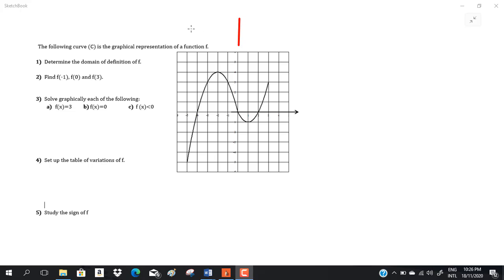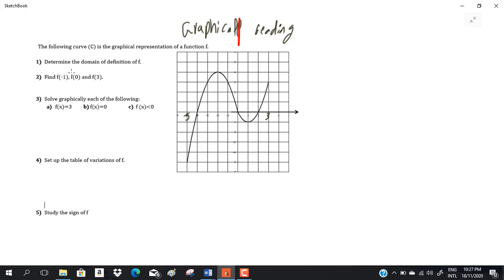Hello, we are starting our session today about graphical reading. Graphical reading means when we have a curve and we have to find some data through this curve or answer some question through this curve. This is the curve of a function f. It starts at -5 as abscissa and ends at 3 as abscissa.